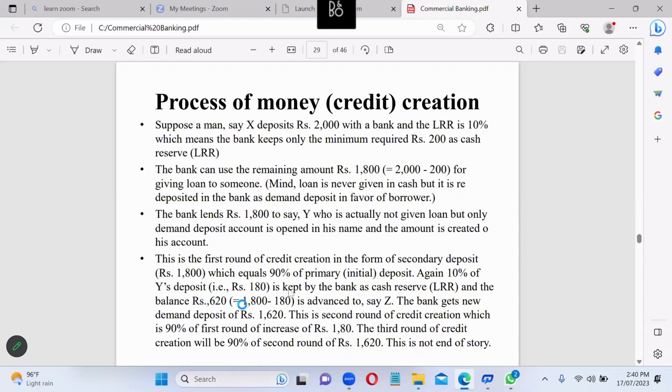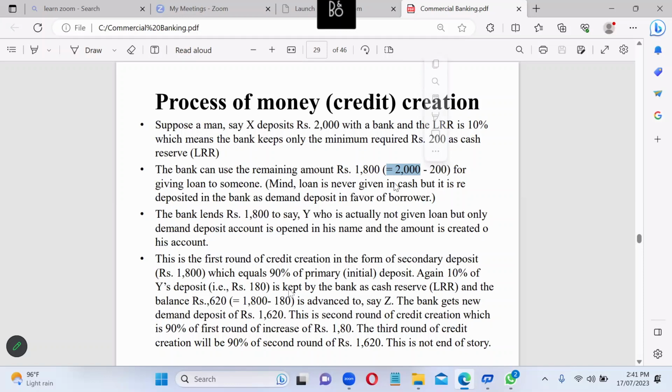From the 1800, we again calculate the 10%. That again goes to Z. Likewise, from the balance amount, we again calculate the 10%. Likewise, here also, we can find the credit creation from the deposit of X, 2000 rupees. The 10% will be deducted from each and every element. The first time, from the 2000, we deducted 200. We get 1800 as the first credit creation.